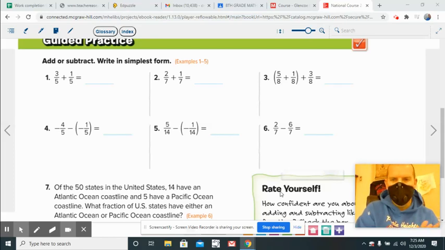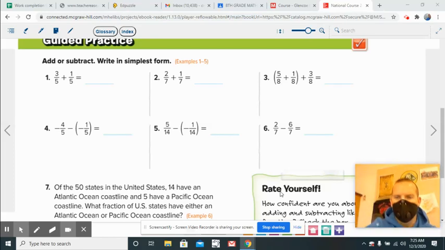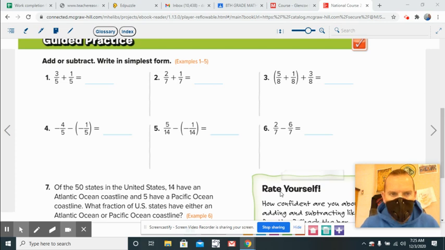Morning, seventh grade. First of all, I hope you entered your previous assignment on chapter 4, lesson 2. And today we're going to take a look at chapter 4, lesson 3, add or subtract fractions, simplest form.